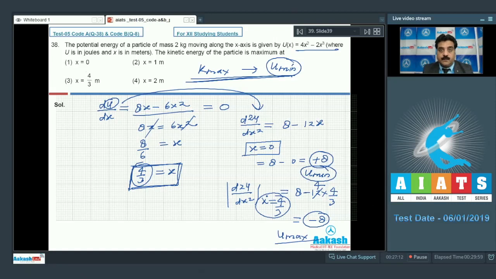So what is the conclusion? The conclusion is that at x equal to 0, potential energy will be minimum, then kinetic energy will be maximum. But at x equal to 4 by 3, potential energy will be maximum, so kinetic energy will be minimum. But the question is asking, the kinetic energy of the particle is maximum at. So this is possible only when you take x equal to 0.